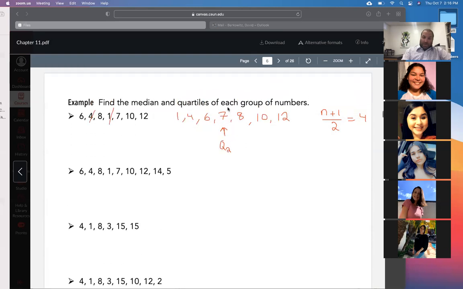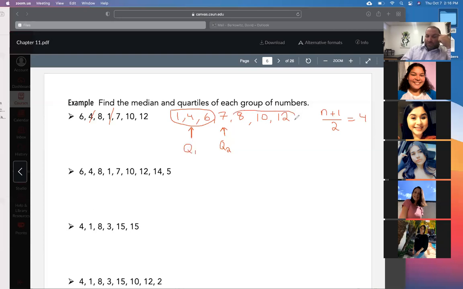What we do here is we ignore the median, which was 7, and we look at all the data points to the left of 7, which in our case is 1, 4, 6. How many data points is that? 3. Add 1. What do we get? 4. Divide by 2. 2. That means the 2nd data point is going to be our Q1. In this case, Q1, the 25th percentile, is equal to 4.